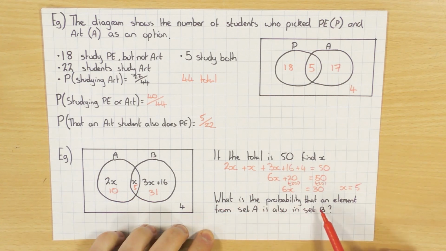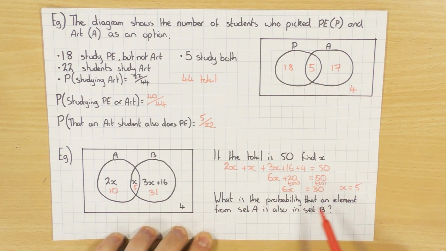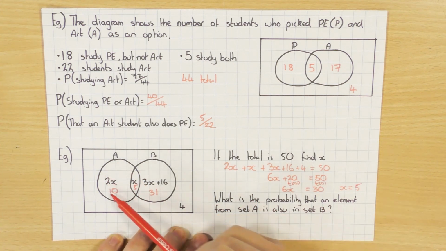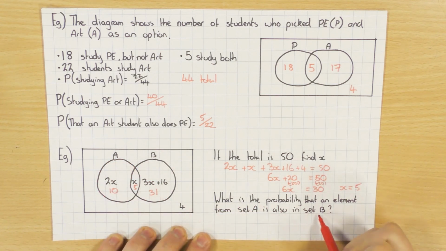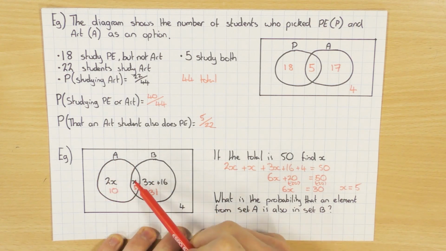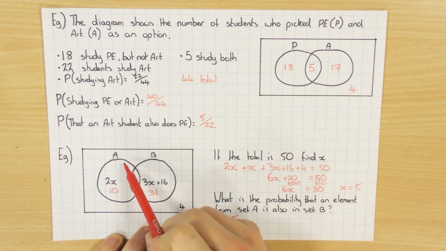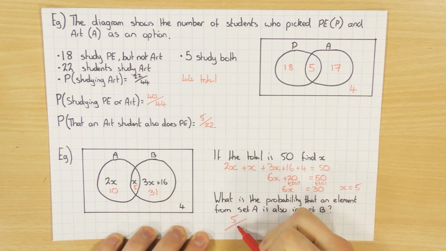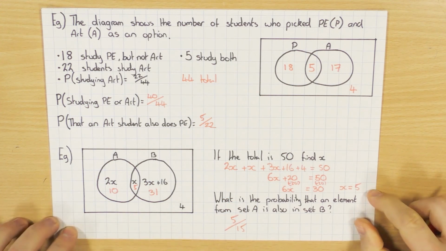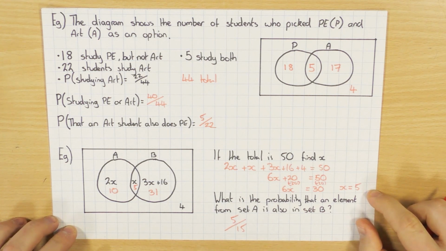What is the probability that an element from set A, so an element just means like a number from set A. So here's set A, which is 15. So an element from A is also in set B. Well, the ones that are in set A that are also in set B is this one here. So it's 5 out of everything in set A, which was 15. So 5 out of 15. Okay, so hopefully that helps and sort of shows you how to fill in a Venn diagram and also how to answer some of the probability questions that could also be asked.